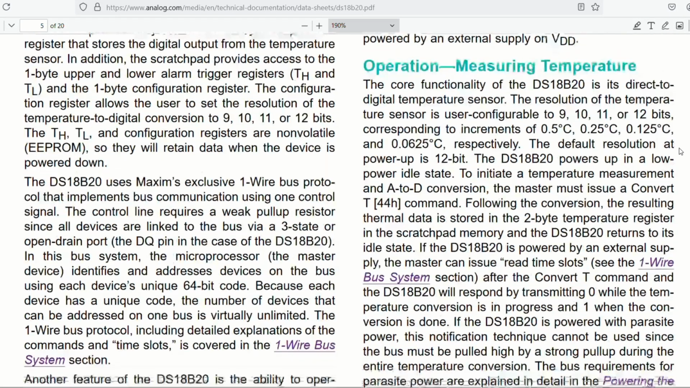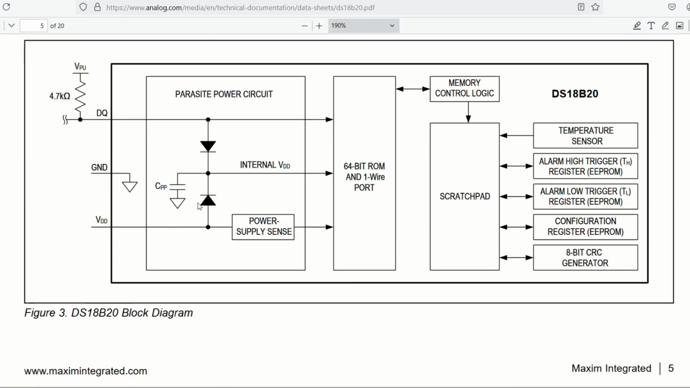The most important one is that it is an open drain based circuit inside the chip, and the block diagram is easily available, wherein you can see the scratchpad, you can see the 64-bit ROM memory, the DQ pin which is pulled up, because if it's open drain inside, you need a pull-up resistor to define the state. And then we have the power supply and ground pins. Also, an EEPROM is available inside, which can copy the scratchpad data to the EEPROM.